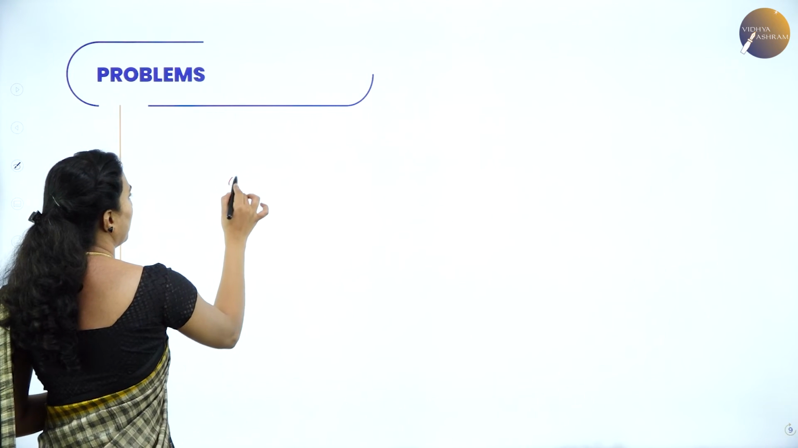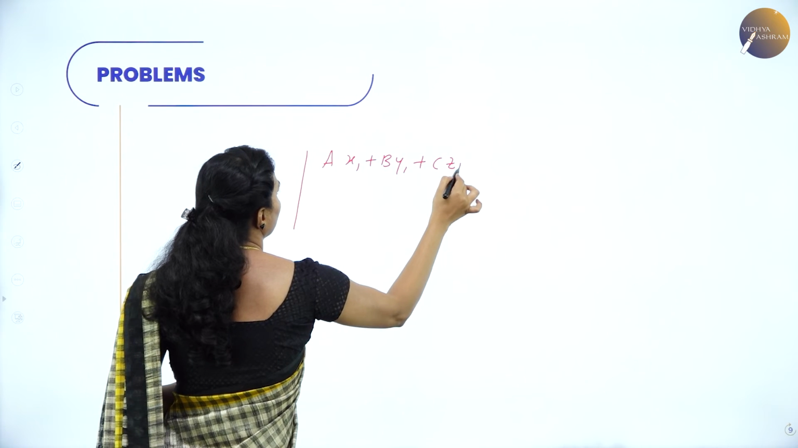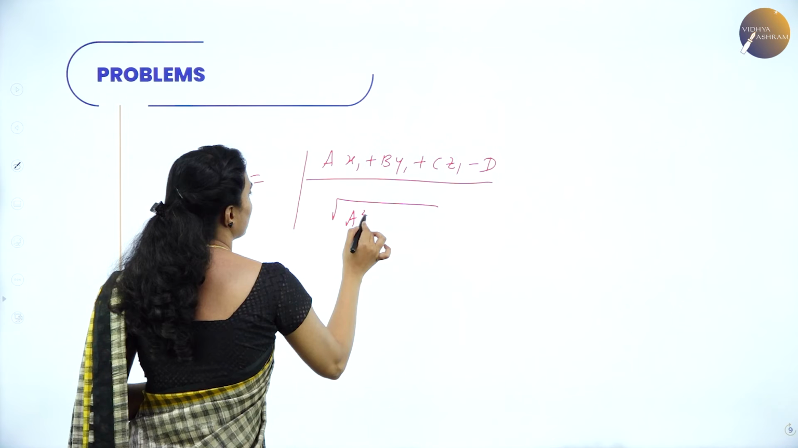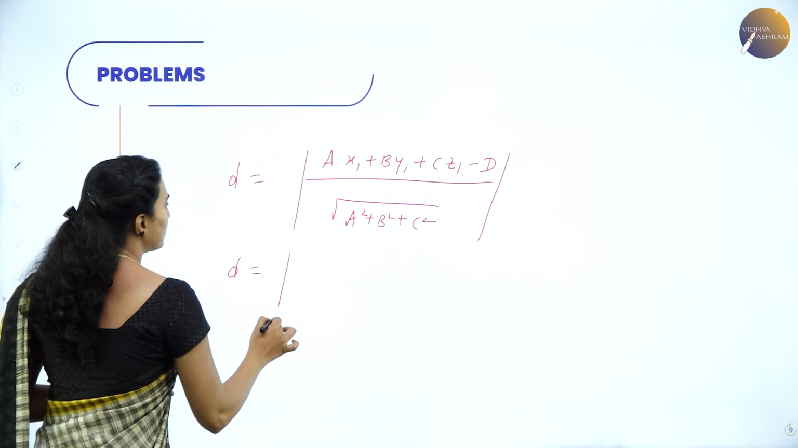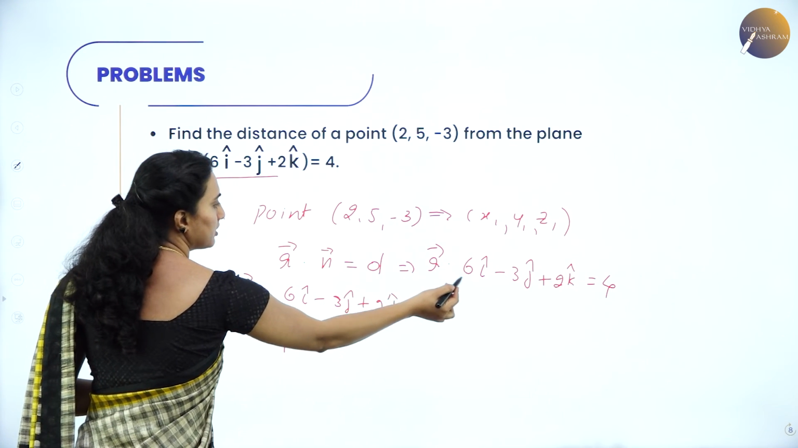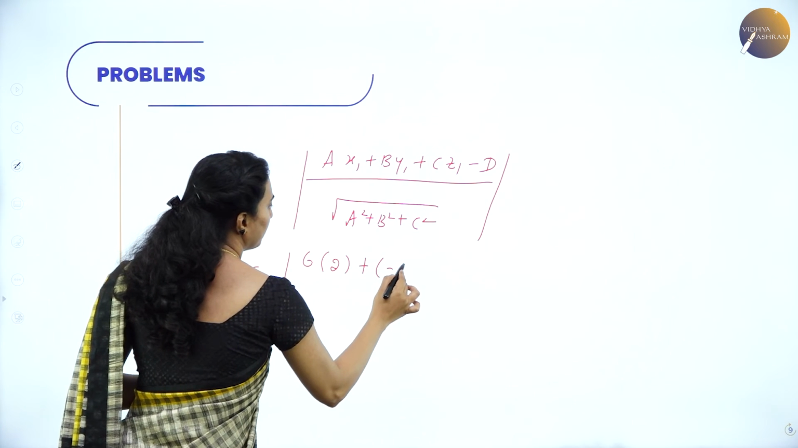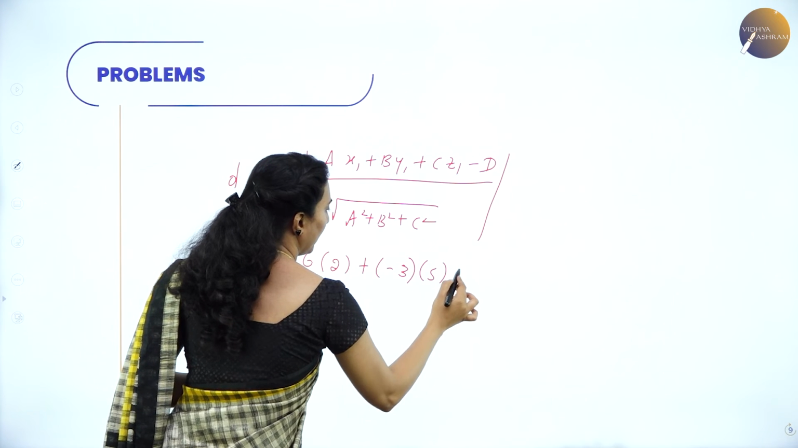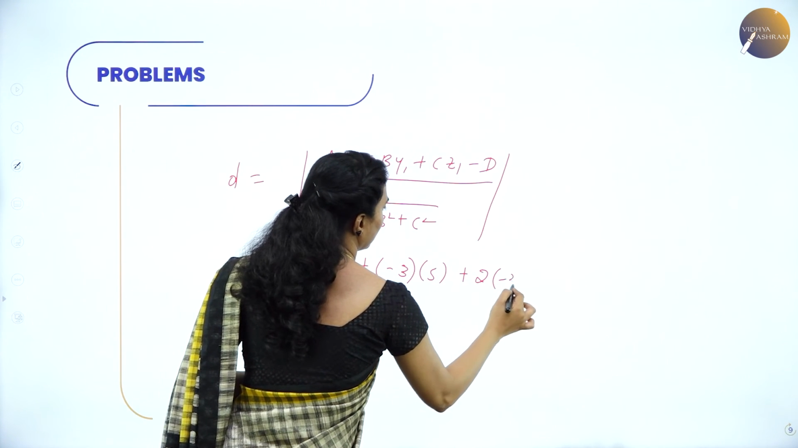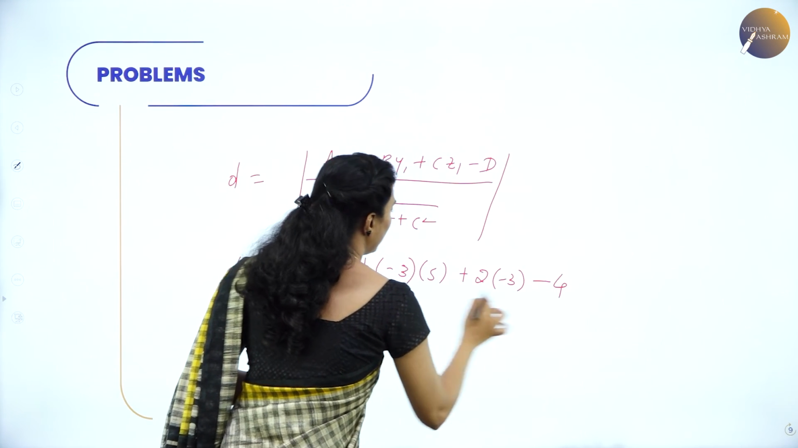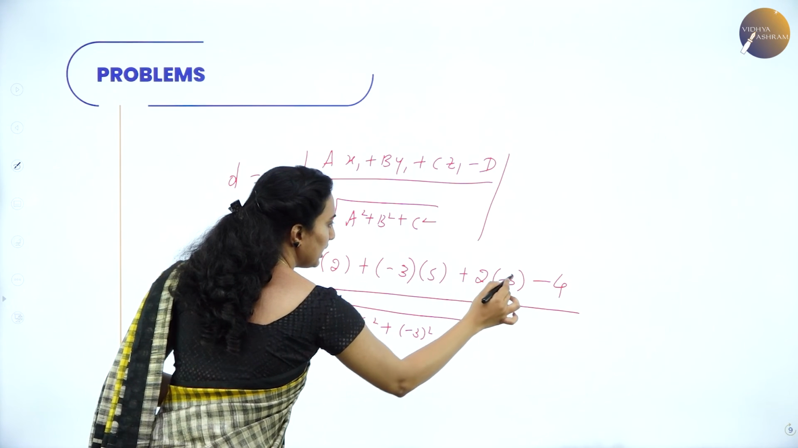So, what is the perpendicular distance given by? The perpendicular distance is given by the magnitude of ax1 plus by1 plus cz1 minus d divided by the square root of a squared plus b squared plus c squared. Now, this is the formula. Let me substitute the values. So, D equals 6 into x1, whose value is 2, plus minus 3 into y1, which is 5, plus 2 into z1, which is minus 3, minus d, whose value is 4, divided by the square root of 6 squared plus minus 3 squared plus 2 squared.